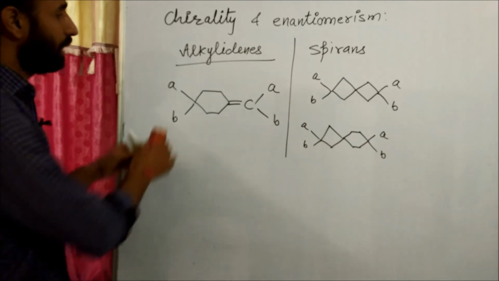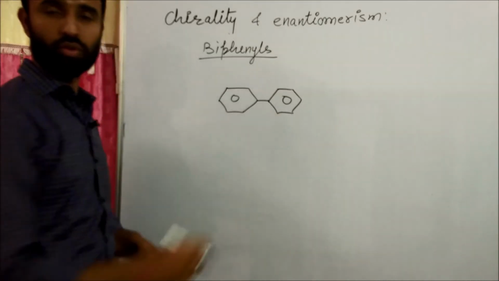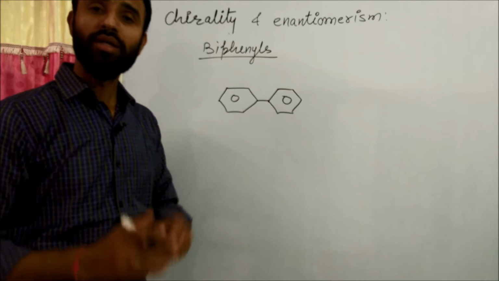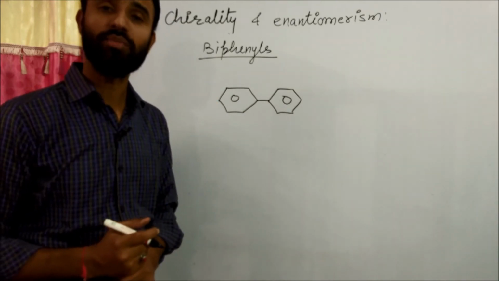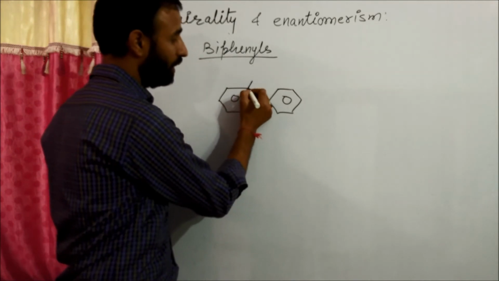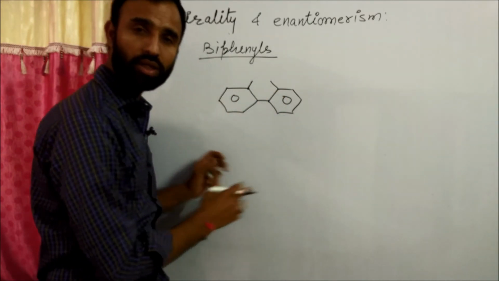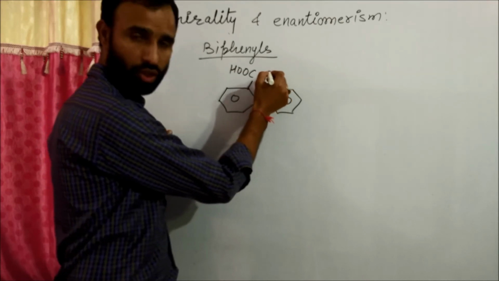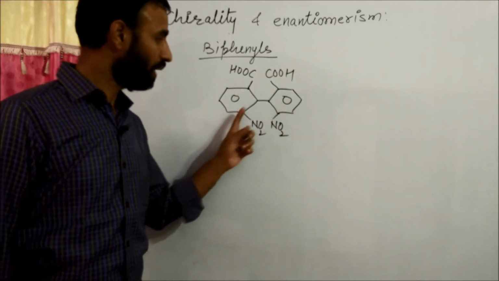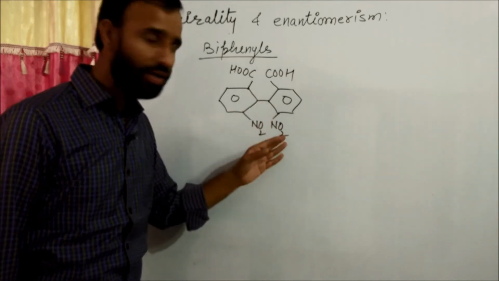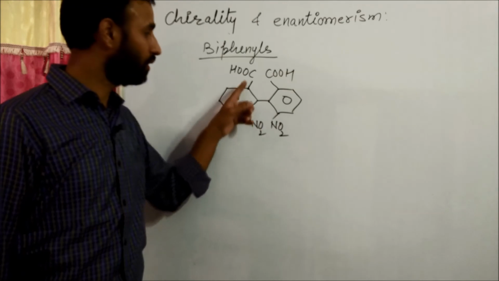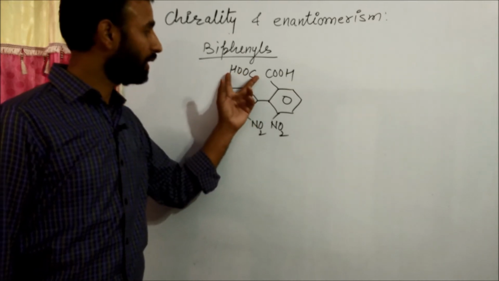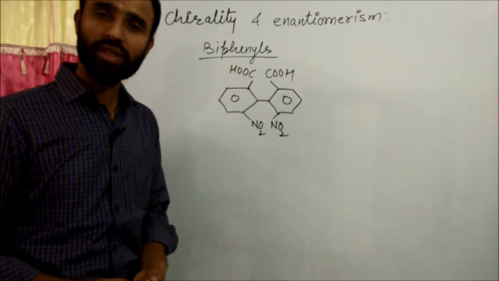And the last example is biphenyls. Two rings attached by a single bond and both the rings are substituted unsymmetrically, and at least one group should be there at the ortho position, and that should be larger in size. For example, a biphenyl like this. It should have two rings attached by a single bond and there is ortho substitution. The molecule should be substituted at the ortho position and the substituent attached should be large in size.